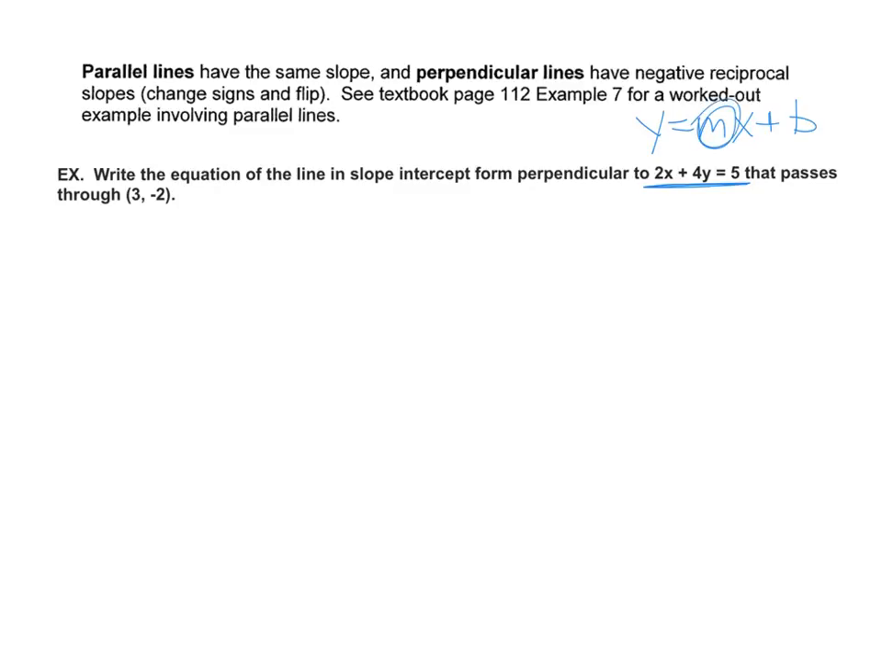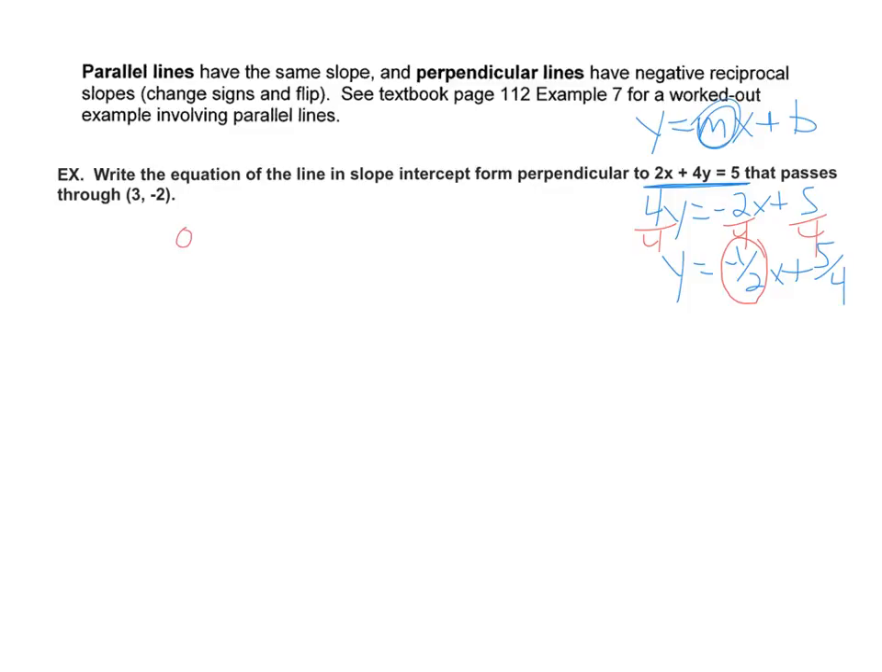I'll move the 2x over, so subtract 2x, and then divide everything by 4. And that gives me y equals, and I reduce the fraction, negative 1/2 x plus 5/4. So all I need from that is the slope. I'm going to write a whole new line perpendicular to this line.